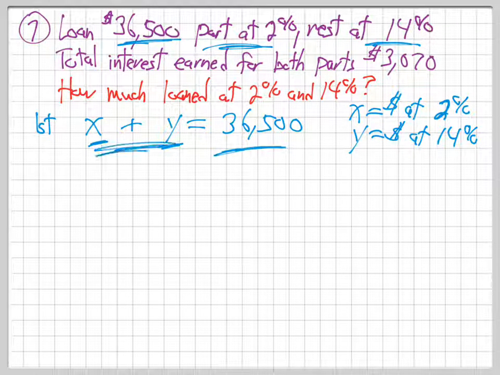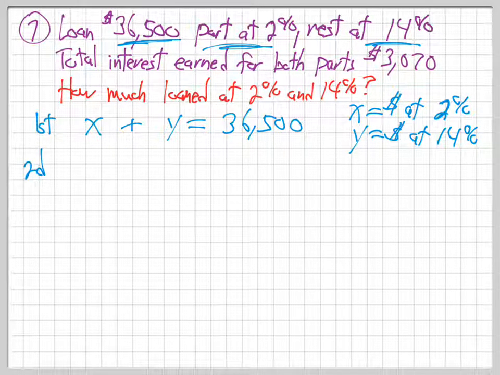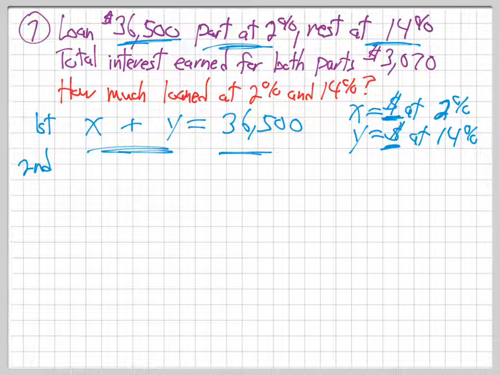So x plus y must total, the amount put in at 2% plus the amount at 14% must add up to total $36,500. So basically when you have two letters, you need two equations. So we have two letters here, x and y, x being how many dollars were put in at 2%, and y being how many dollars were put in at 14%. So two letters, you got to have two equations. There's our first equation. They must add up to be a total of $36,500.